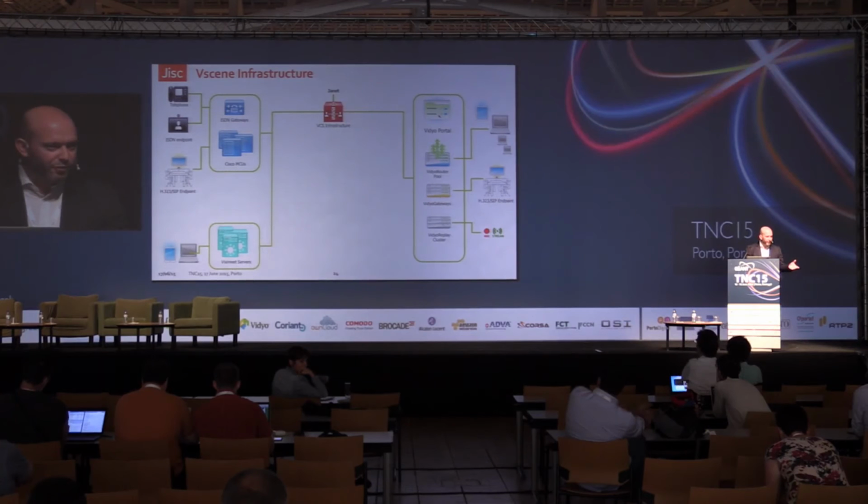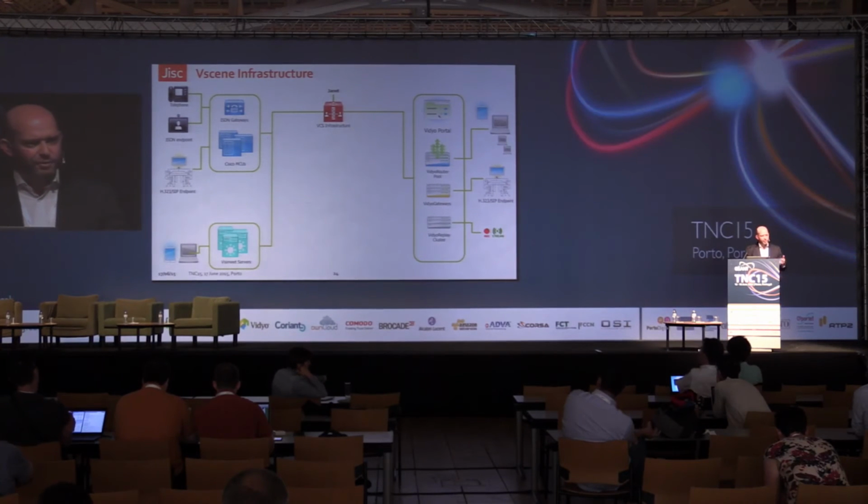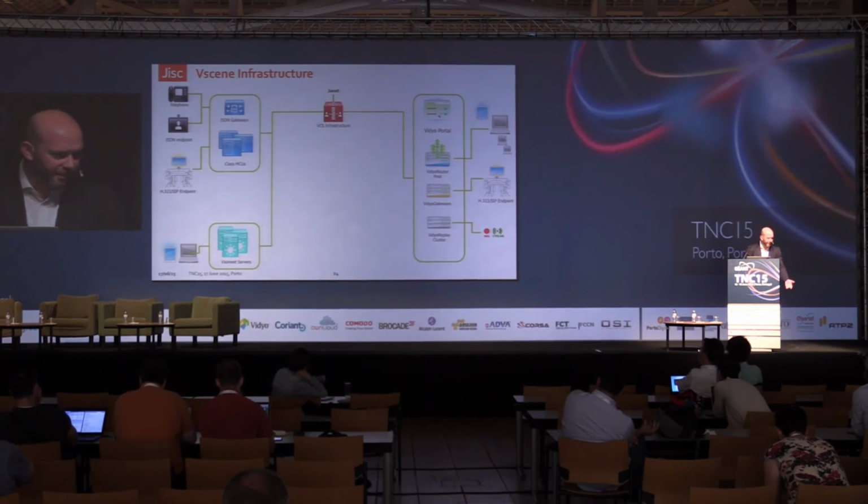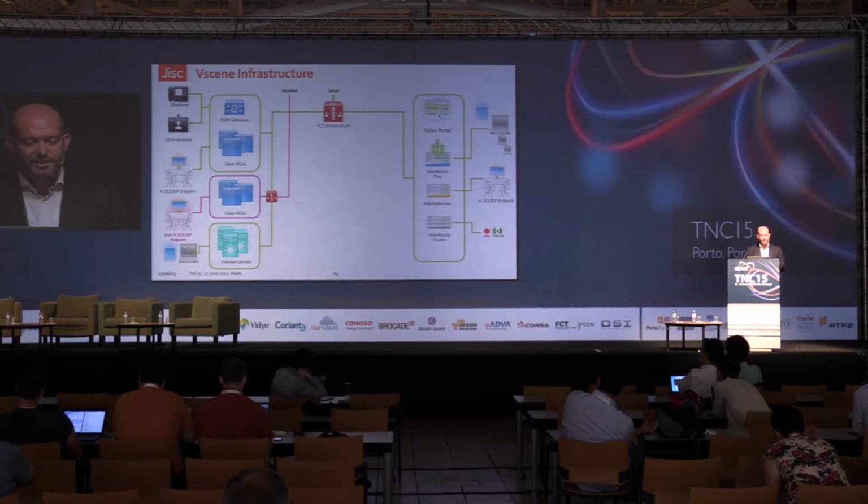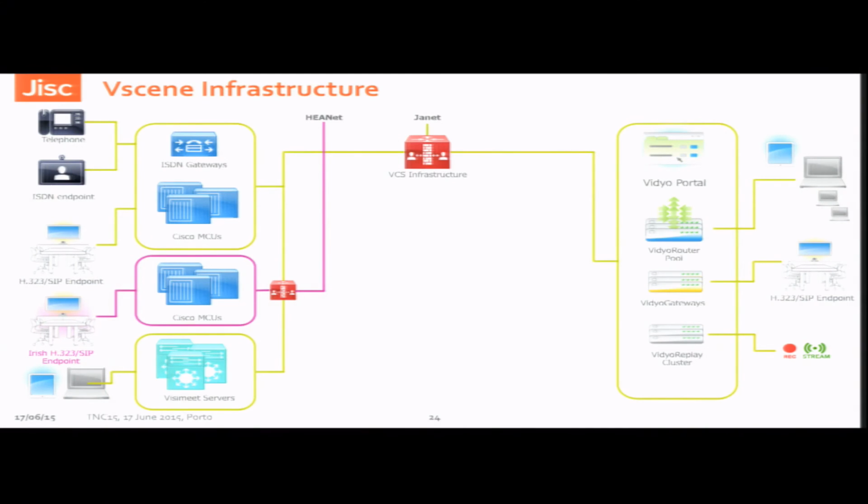As I mentioned before, vScene isn't just a service for JISC. We're also offering this service to other NRENs. HEANet is one of our current users. And you can see that this means that they've got their own Cisco MCUs. Now, because of the way that vScene works, their conferences use the Cisco MCUs that they've provided there, but also our MCUs and the video estate if they don't have enough resource. So they still get all of the features of vScene, but they've provided some of their own resource, but they can use ours as well.